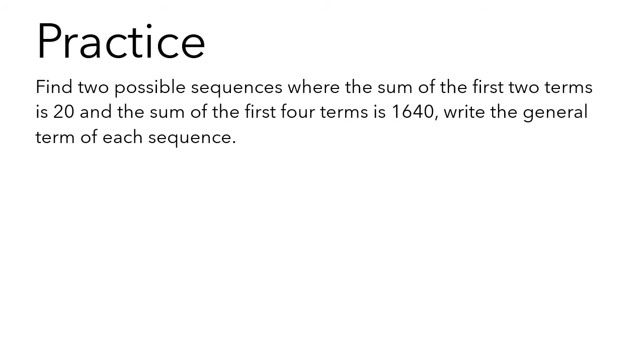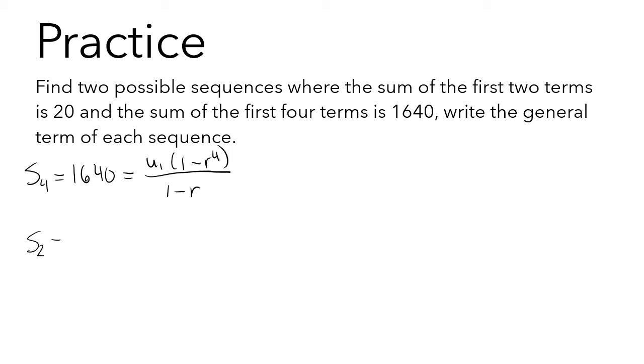Find two possible sequences where the sum of the first 2 terms is 20 and the sum of the first 4 terms is 1640. Write the general term of each sequence. So the sum of the first 4 terms equals 1640, which according to the formula means u1 times 1 minus r to the 4th, because we don't know the ratio and we don't know the first term, over 1 minus r.